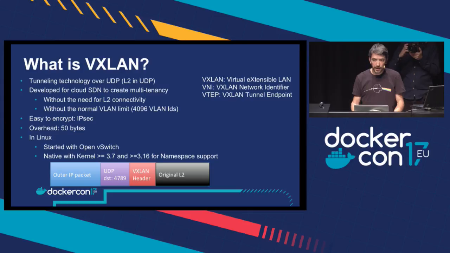In Linux at the beginning, there was no native implementation, so most people were using Open vSwitch. But now since kernel 3.7, it's native in the kernel, and it even comes with namespace support since kernel 3.16.